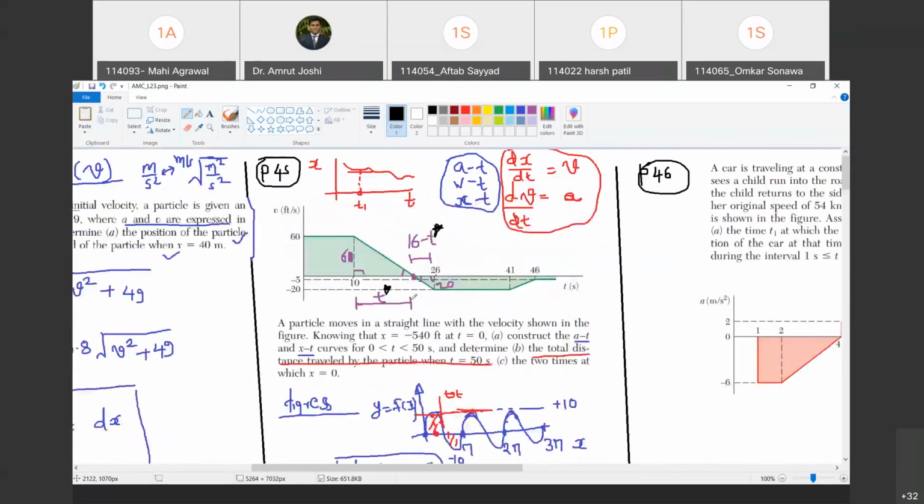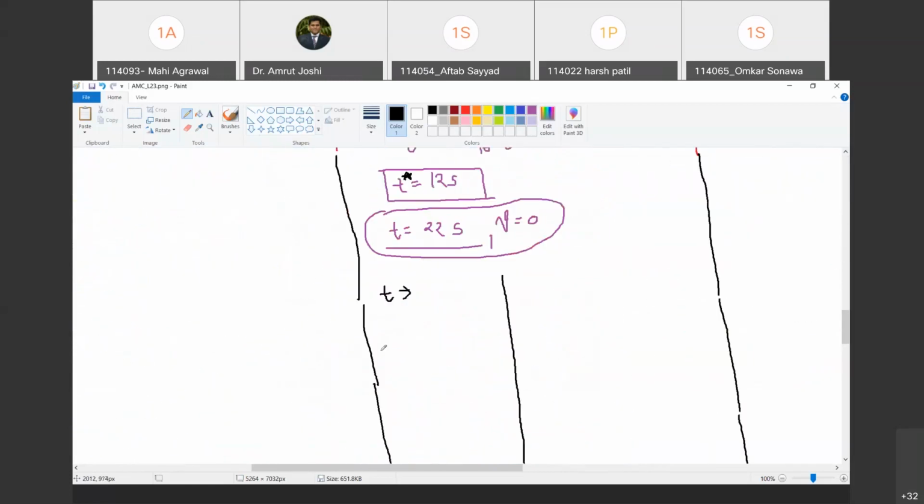Yes, sir. t star हमारा आया है 12. So that means 10 plus 12, at 22 seconds after the observer started observing the motion, velocity 0 हुई है. Are you with me? Yes, sir. So we are now looking at time t equal to 0 to 22 seconds. And then we are going to look at time t equal to 22 to 50 seconds. Are you with me? Yes, sir.